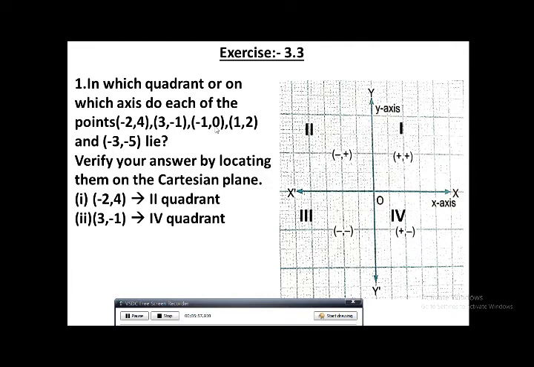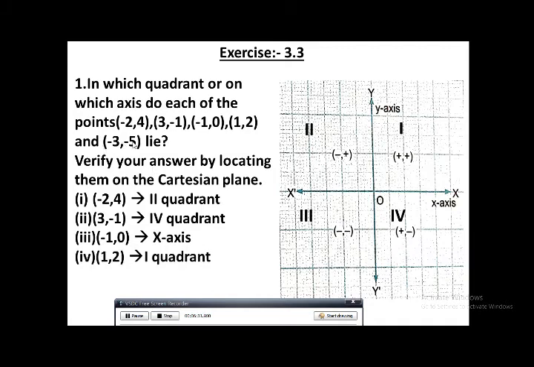(-1, 0). Students, you can see here the y coordinate is 0, and a y coordinate of 0 is always on the x axis. When will the y coordinate be 0? When the point is on the x axis. Clear? So this point lies on the x axis, not in any quadrant. Next is (1, 2). Both are positive. That means it is in the first quadrant.